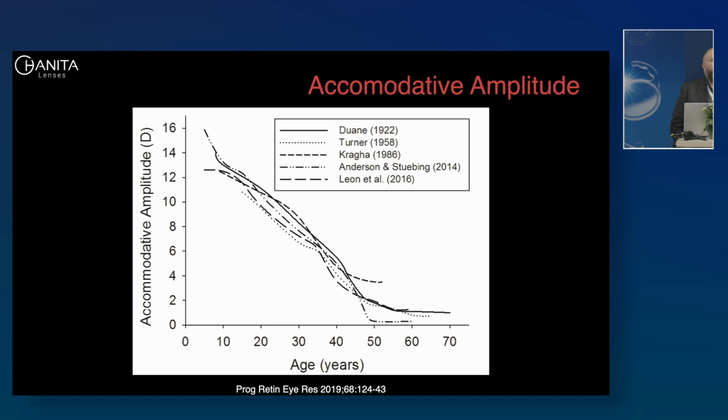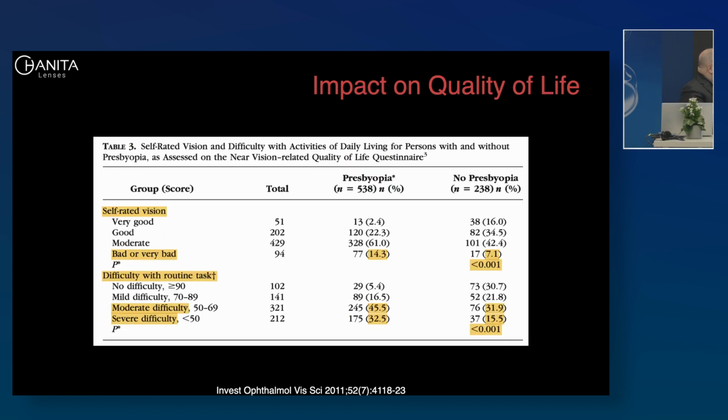So essentially, we all know that the amplitude of accommodation, the way we can accommodate, decreases significantly with age. And this is not something new. And this is a slide that I really like. If we ask presbyopia patients and non-presbyopia patients how they self-rate their vision, presbyopia patients tend to self-rate their vision way, way worse. And it causes some difficulty with routine tasks. So managing presbyopia is not only an optical thing, but it also improves their quality of life.